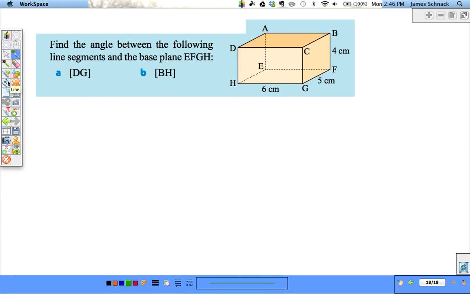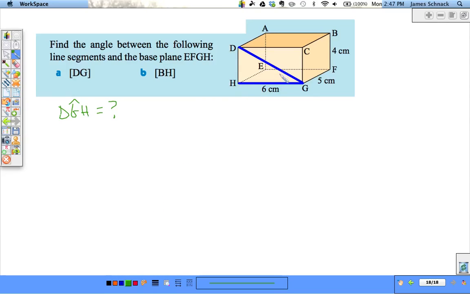I want the angle between DG and the base plane. So basically I'm saying I want the angle between that and its shadow. So DG is right here, the base is HG, so the angle that I'm finding is angle DGH. That's what I'm looking for.